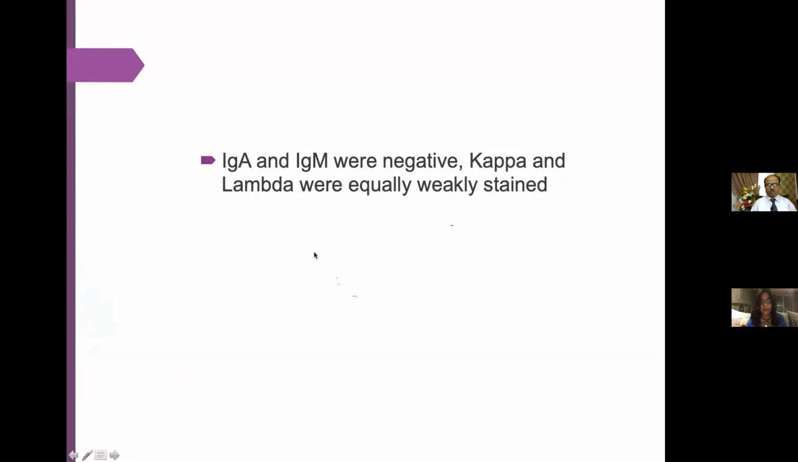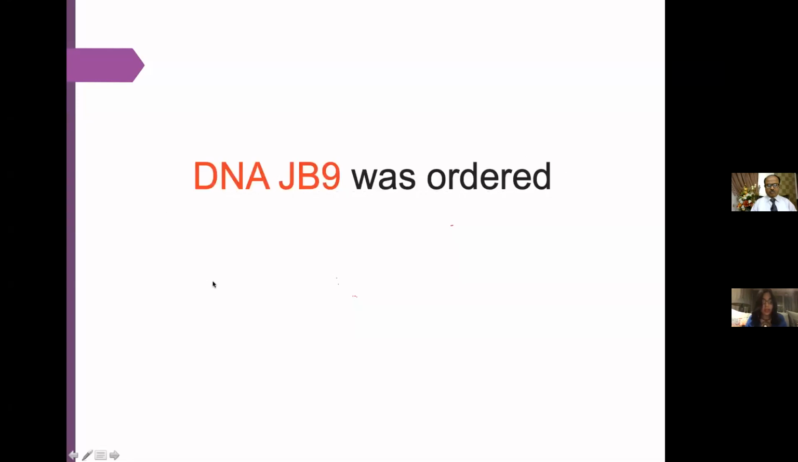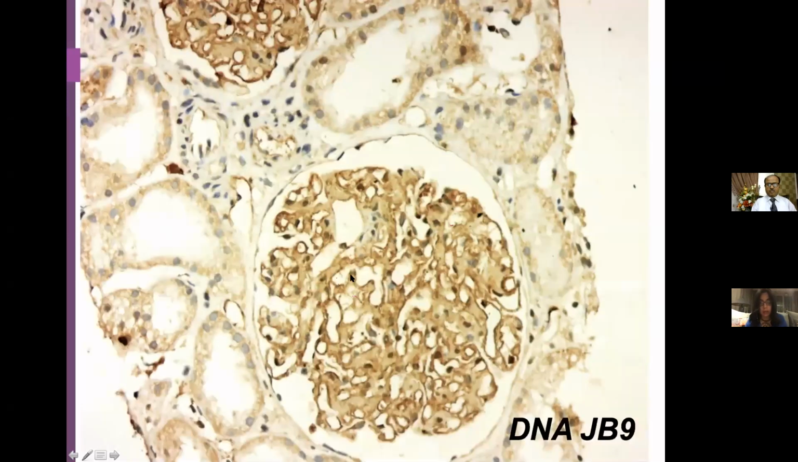So we were only left with fibrillary. We did not have an EM biopsy, so we proceeded for DNAJB9. And I'm going to tell you what this is in a minute. Let me just show you how her DNAJB9 looked.